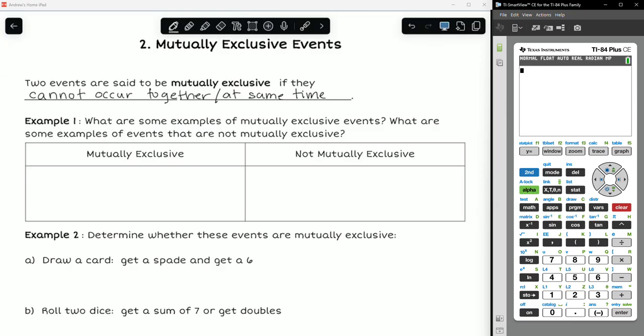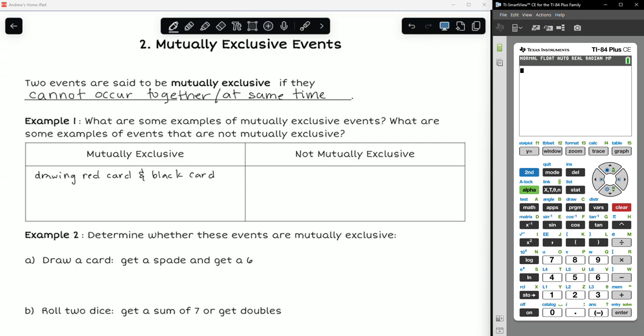The first example that comes to my mind is a deck of cards. They're very common to use in probability as examples. And I know that in a deck of cards, drawing a red card and a black card are mutually exclusive. I cannot do both at the same time. In a standard deck of cards, the cards are either red or they're black. They are not both. So I cannot do them together.